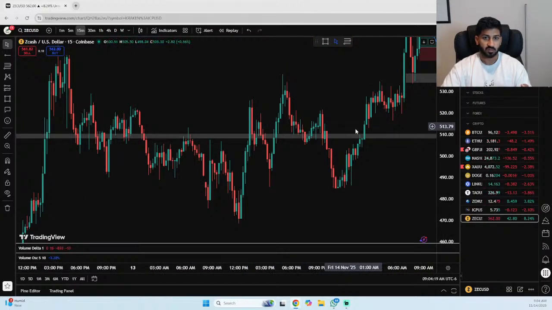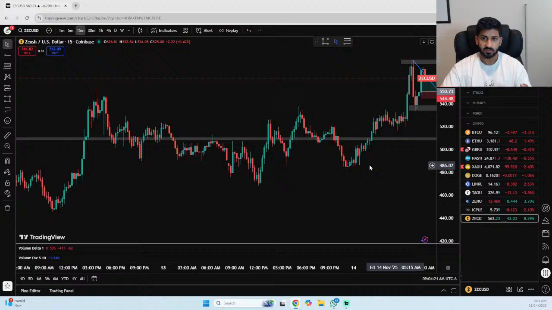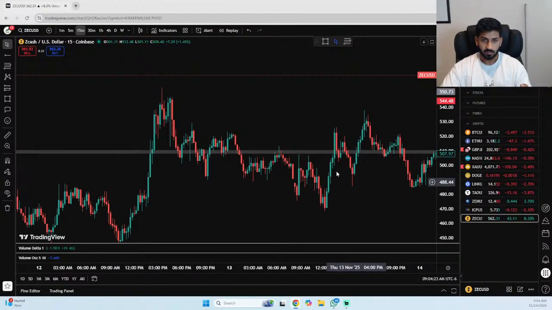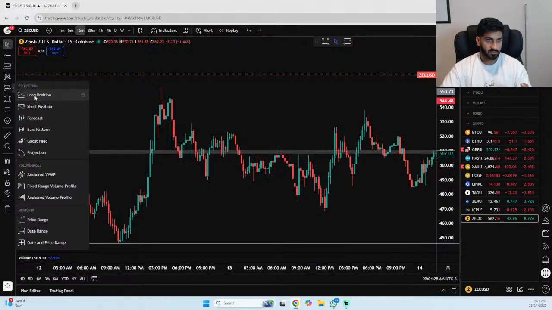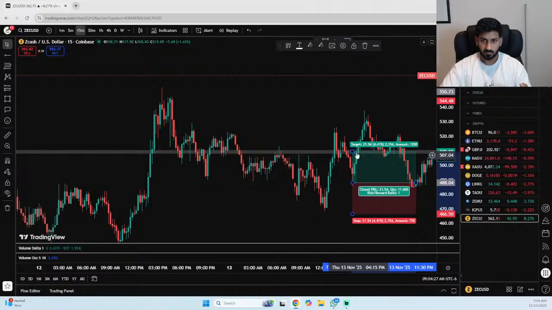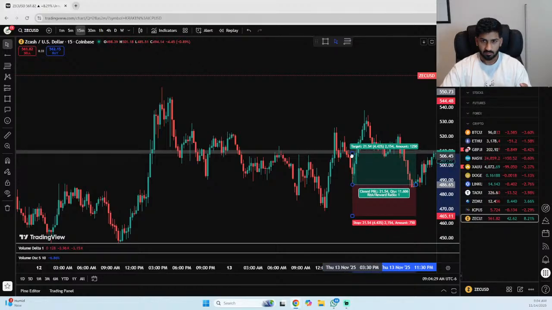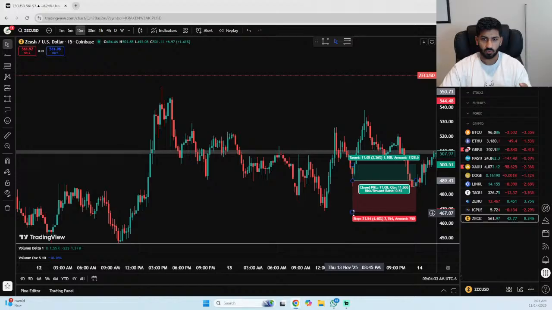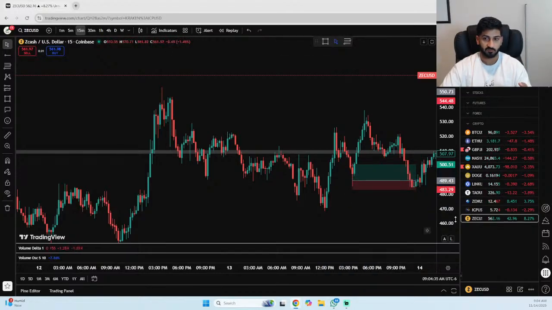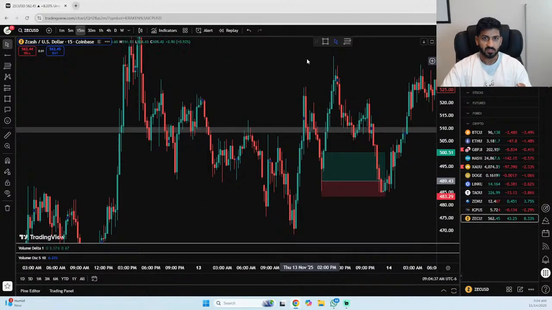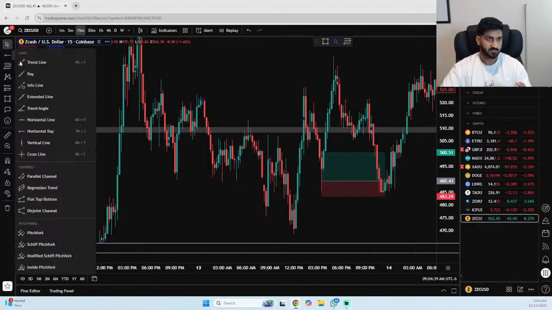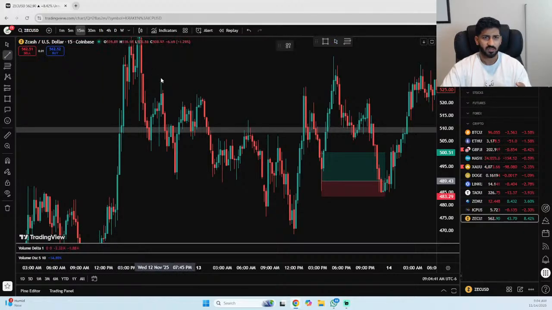and I exited quickly, because I entered, I think, right here. This was the trade I took, right here, and I literally exited right over here just because I wanted to secure some profits. The reason why I took this trade is because trend lines also do work apparently on this.